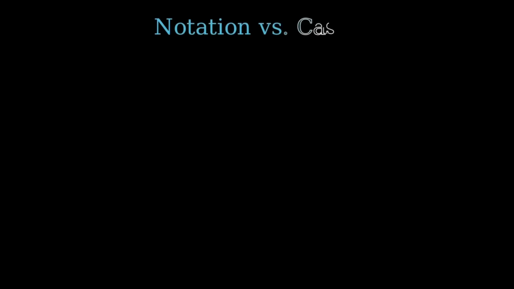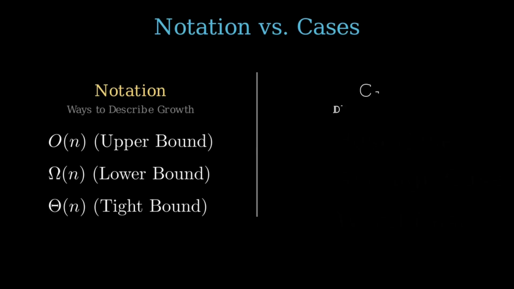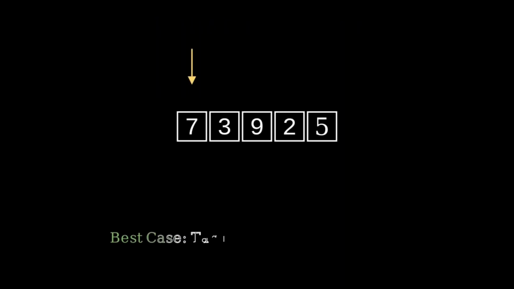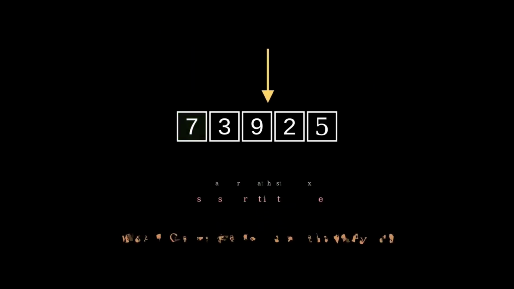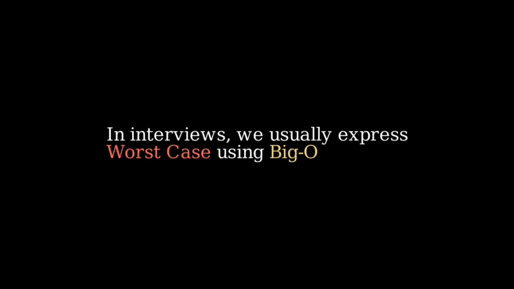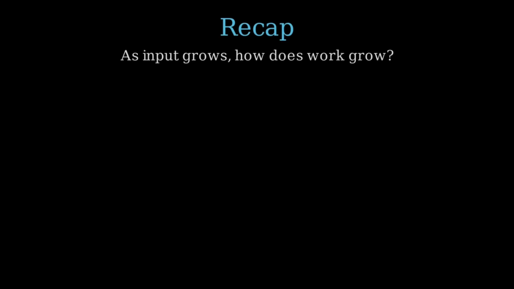It is important to understand that asymptotic notations are not the same as best case, worst case, or average case. Notation tells us how growth is described. Cases tell us which situation we are analyzing. The same algorithm can have different behavior depending on the input. In coding interviews, we often focus on worst case behavior because real systems must remain reliable even under heavy or unfavorable inputs.